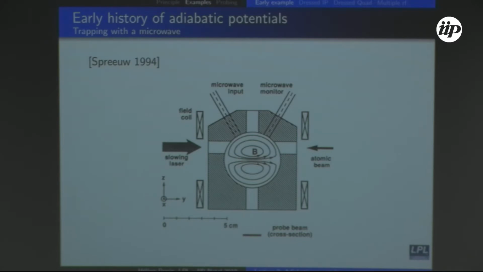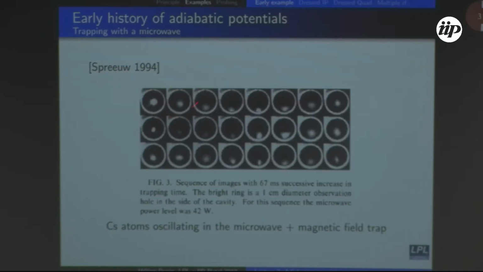Okay, this is a drawing. And here you see cesium atoms which are confined inside the microwave cavity because of dressing of the states with the microwave. Okay, so this is the first ever example.